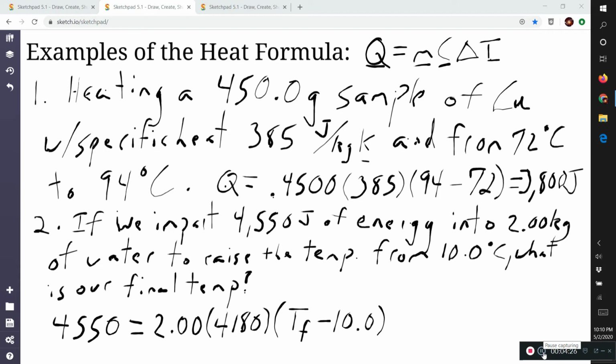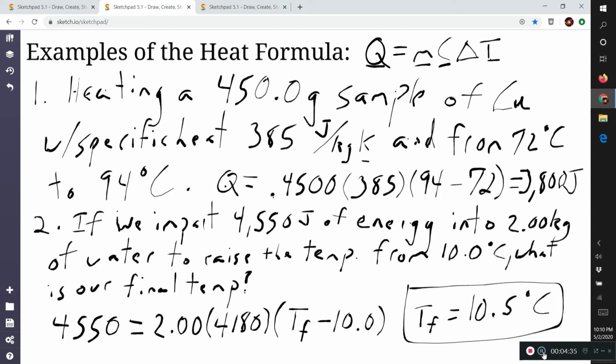And to our limit of 3 sig figs, we're going to get that T sub F equals 10.5 degrees Celsius. So all that energy didn't do much. So let's compare that to the copper example. We have about half a kilogram of copper, and because it has such a low specific heat, 3,800 joules of heat gave us an increase in temperature of 22 degrees. But because liquid water has such a high specific heat, we did have more mass here too, having 4,550 joules only raised it about half a degree Celsius.